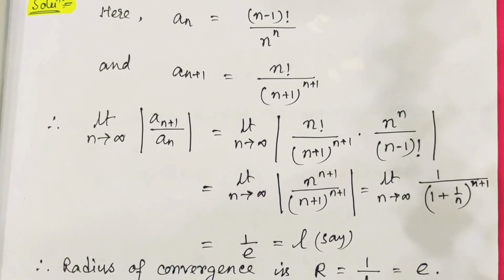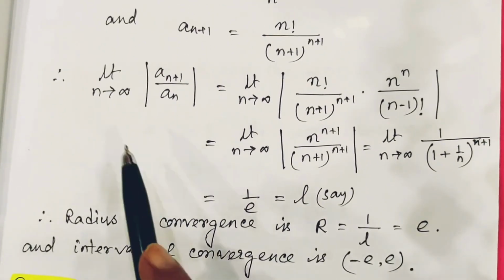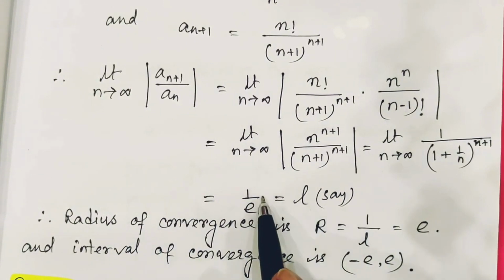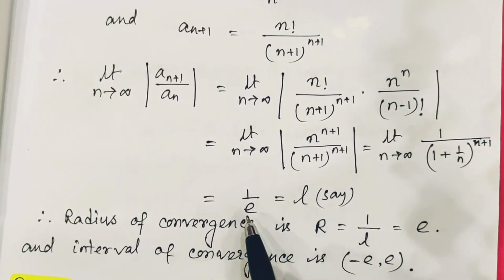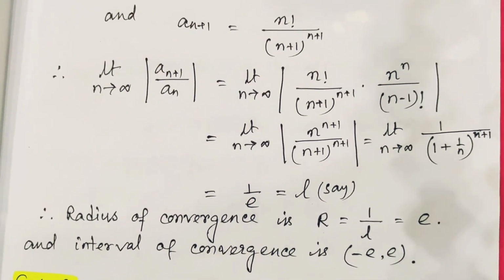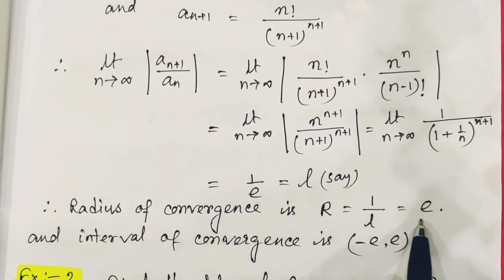Now if we take the ratio test, according to the ratio test the limiting value is 1 upon e. So what is the radius of convergence? It is just the reverse of this. That means the radius of convergence r is equal to e. And what is the interval of convergence? The interval of convergence is minus e to plus e. So this is the interval of convergence, and r equal to e is the radius of convergence.